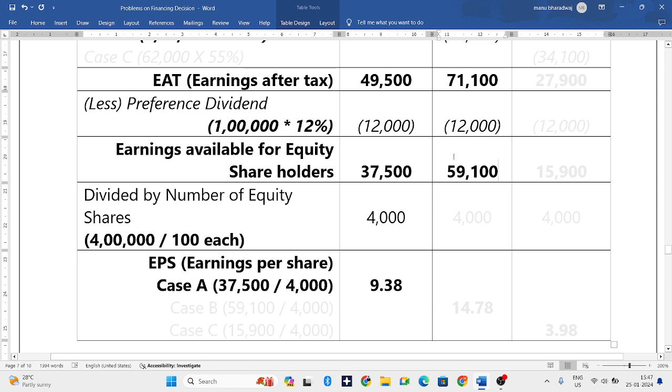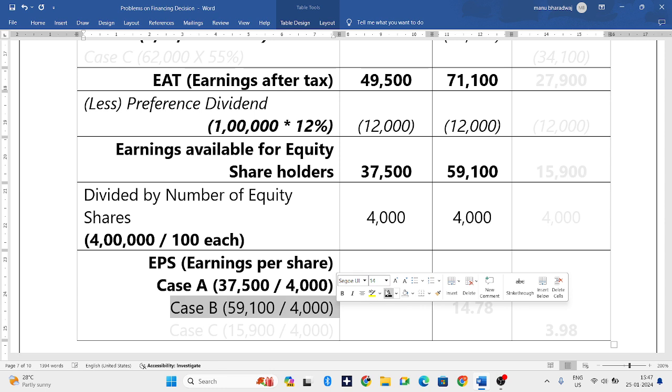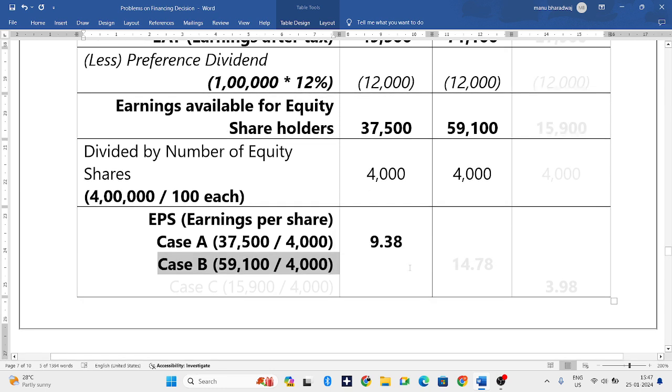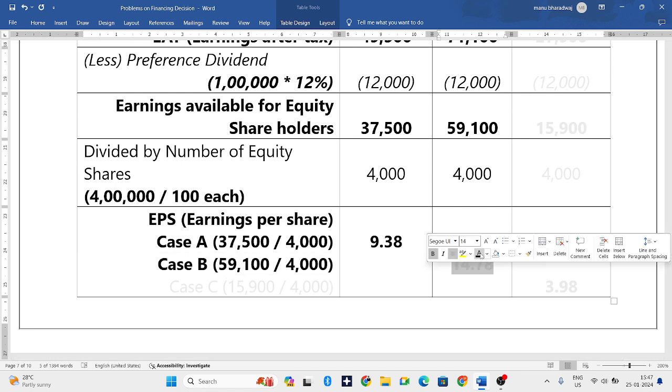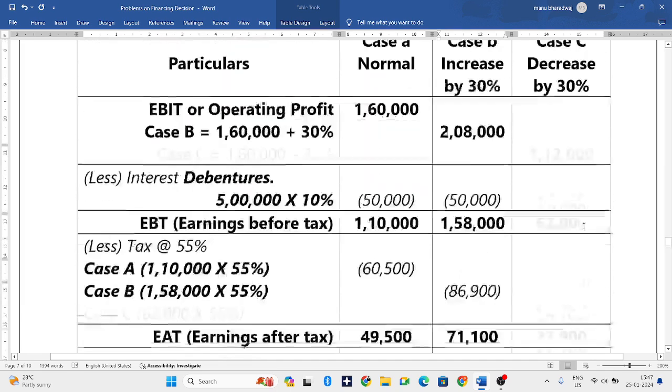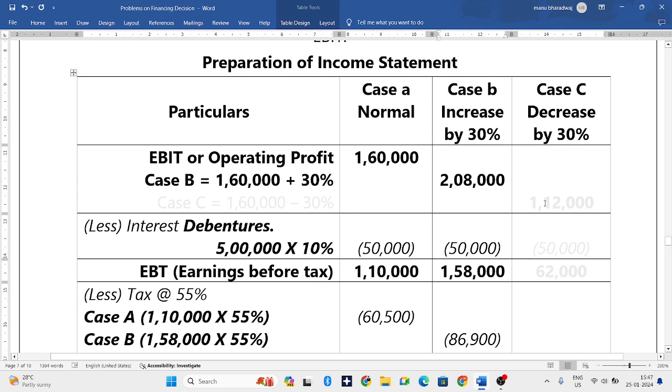Now, the number of shares is 4,000. We have calculated. Now, 59,100 divided by 4,000 will be our EPS. So, our EPS is 14.78. Next, let us solve the same type for case 3.